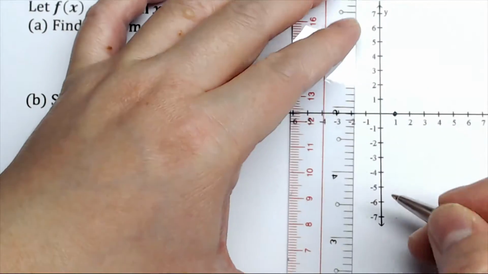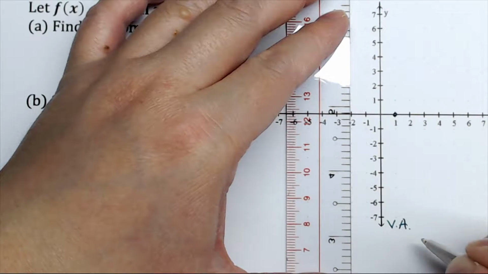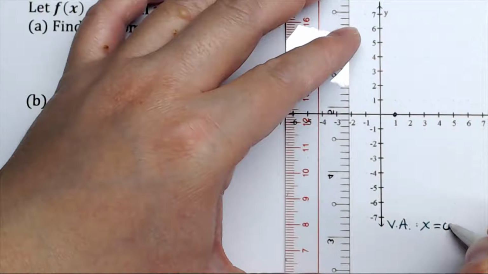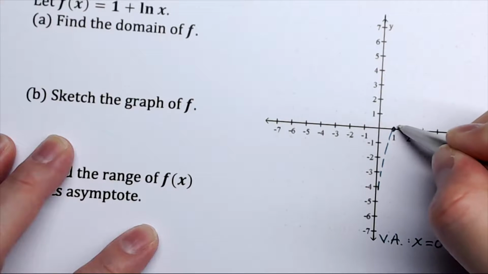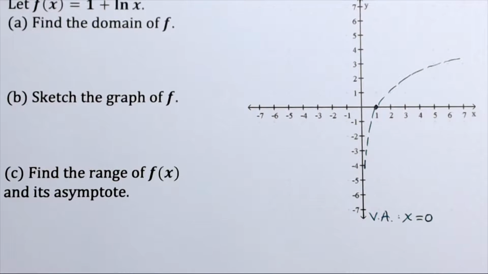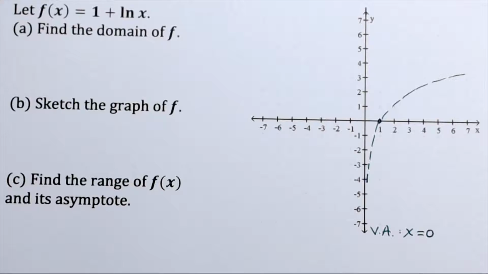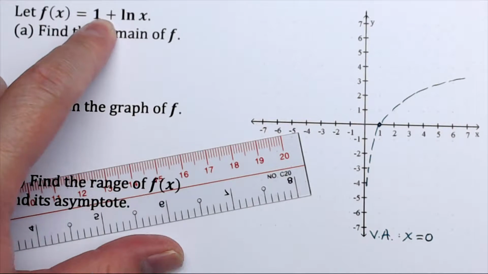x equal to 0. So this is the vertical asymptote, x equal to 0. And the graph will go like that. So that's the graph of the log, or in this case ln of x, the natural log of x. And then we have the plus 1 to it.